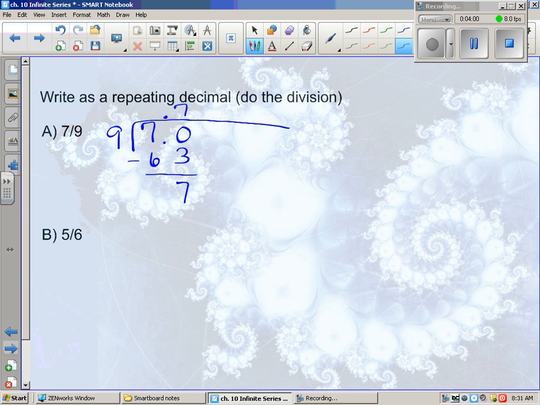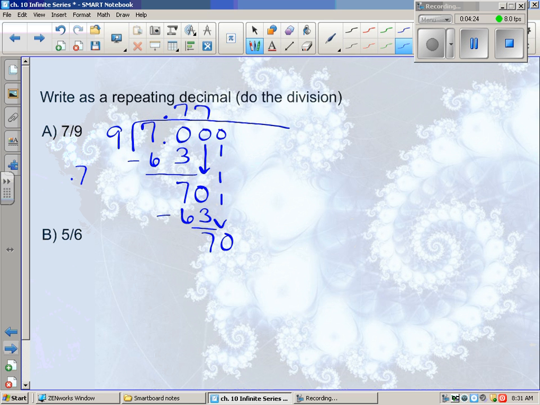We bring down a 0. Yay. We get 70. 9 goes into 70 how many times? 7. So I multiply 7 times 9, I get 63, and I subtract, and I get 7. I bring down another 0, and how many times do you have to do this? Until you figure out that that's what's repeating, and it's going to keep doing the same thing. So 7/9 is 0.7777777.